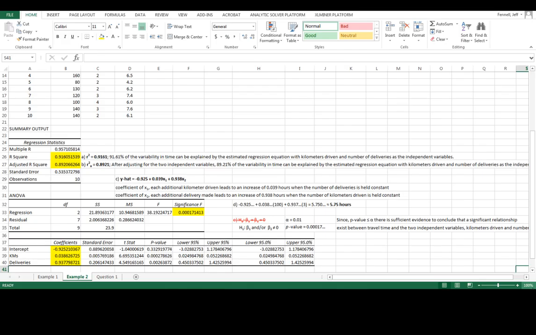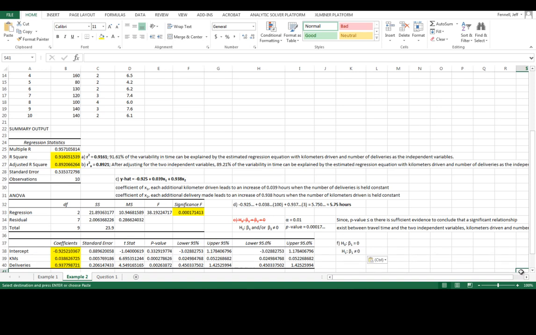So we can test if the kilometers driven are significant and they should be left in the model. We can test whether the deliveries are significant and they should be left in the model with the individual t-tests. So when we're testing kilometers on its own, our X1 independent variable, we're no longer testing B1, B2, and all the other independent variables. We're only looking at this variable on its own.